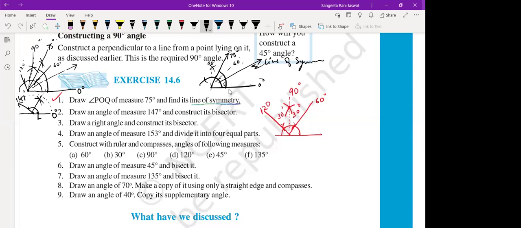I'll name this point as L and N. Keep your pointer here. Measure this distance with your compass, and then open the distance a little more. Then make arcs. Okay, ma'am. Understood, ma'am.